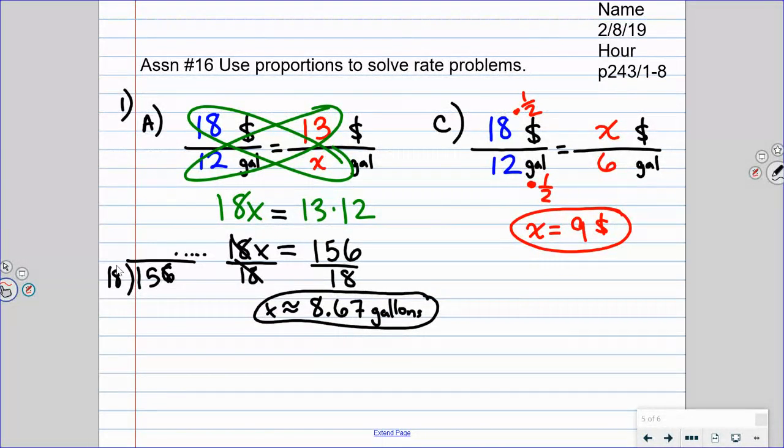So again, they start off looking like very similar problems. They both use dollars to gallons. They both use 18 to 12. They both have one red number and one missing piece. But part C, very quick because we can find a scale factor to change 12 into 6 by either dividing by 2 or, I say, multiplying by half. And so 18 times a half is $9. Unfortunately, we could not do the same thing for part A, so we resorted to using our cross products.